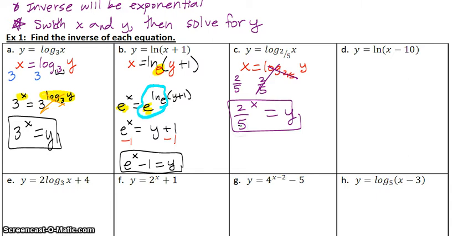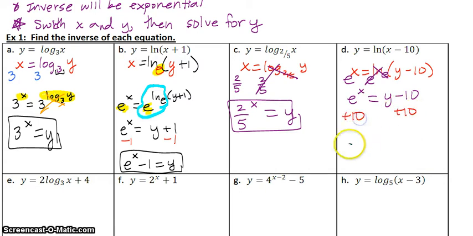For part D, step 1, switch x and y. Step 2, I'm trying to solve for y. So get rid of the ln first, and to cancel out an ln, remember it's really ln of base e. I'm going to take both sides as exponents of e. So those cancel, and it's just left with y to the 10th power. I have to get rid of the 10, so I add it. e to the x plus 10 equals y.